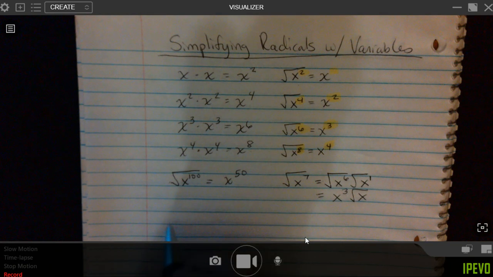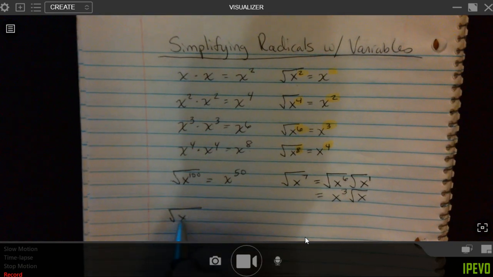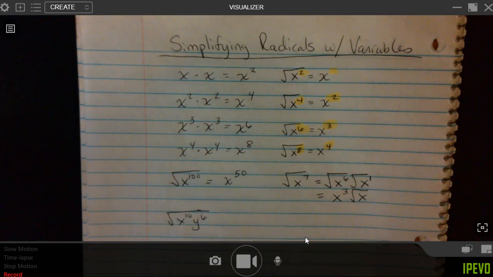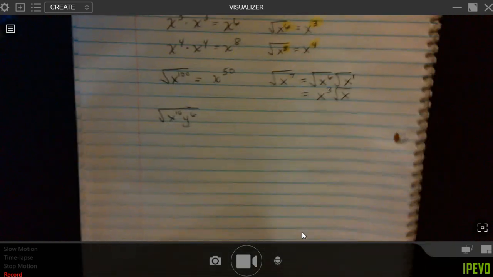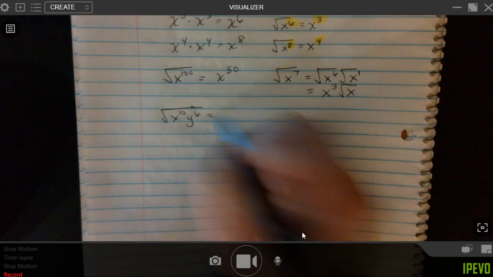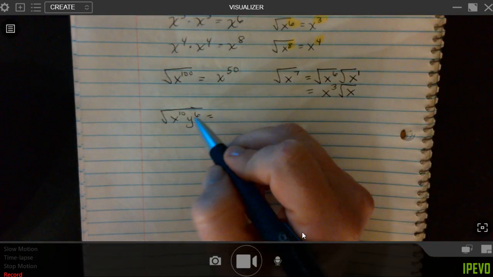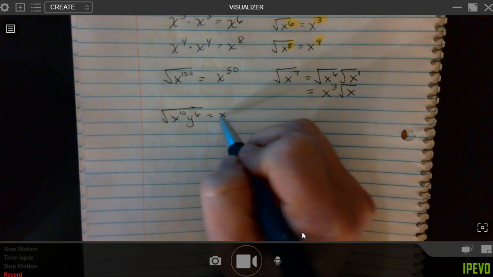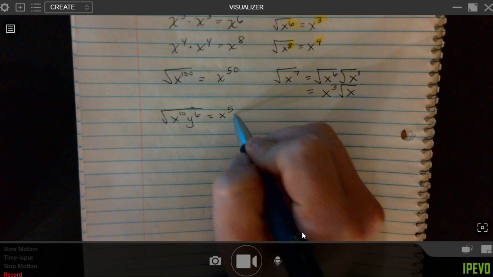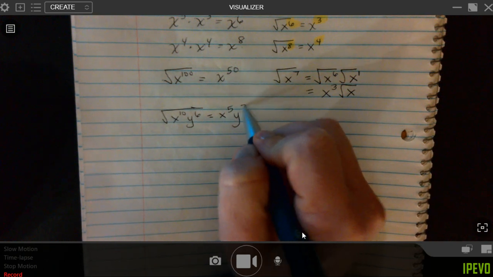So let's do a few examples. The square root of x to the 10th. We don't have to limit ourselves to just one variable. We can have multiple variables in the same radical. You just treat each one individually. So x to the 10th, divide 10 in half, we get x to the 5th. The square root of y to the 6th becomes y cubed.